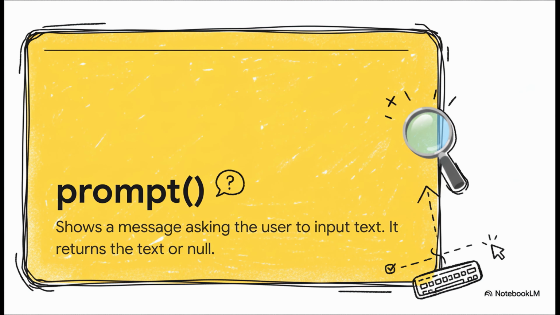So its whole job is to show a message, but this time there's a crucial difference. It gives the user an input field to type into. This is your go-to for grabbing information directly from your visitors, like their name, their favorite color, or their age.